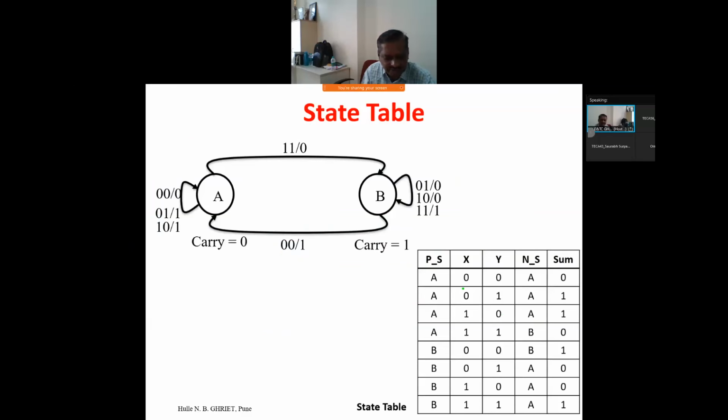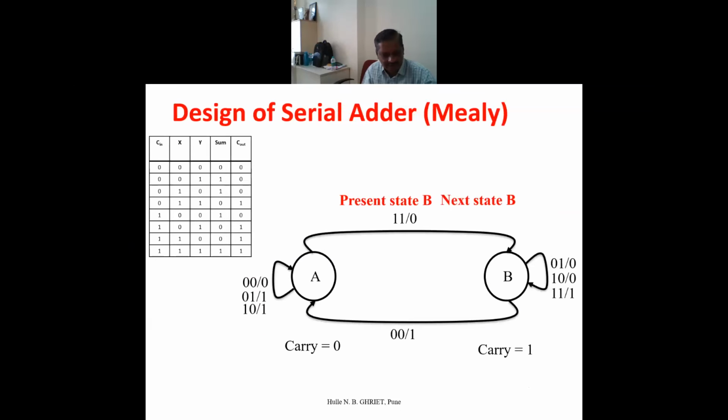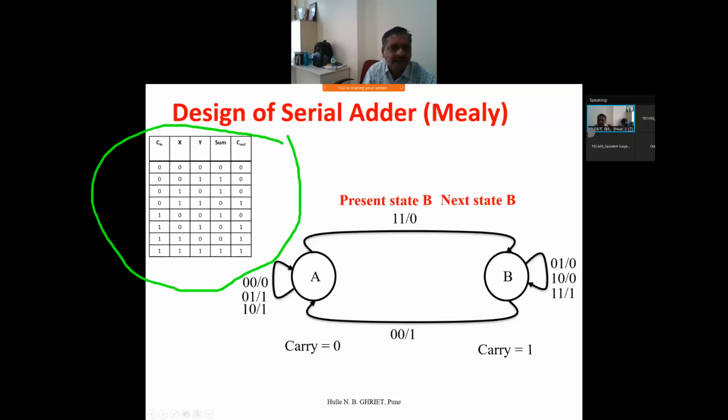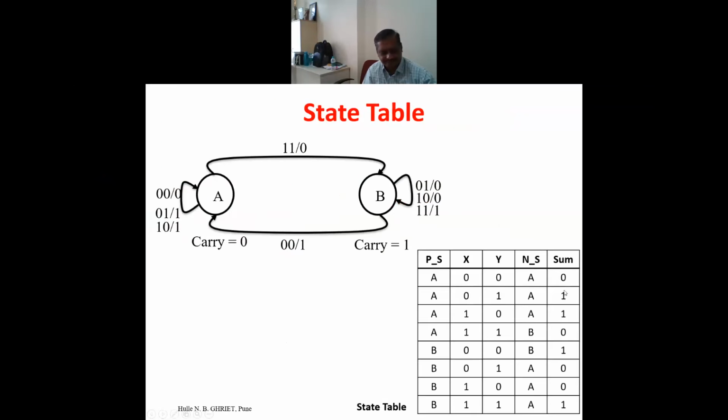Now, carry equal to 0. Look at this table. I have just copied this table. But in place of 0, I have written the present state as the A state. And for 1, I have written B. Where it was 1, I have written B, and where it was 0, I have written A. The same table I have copied here.